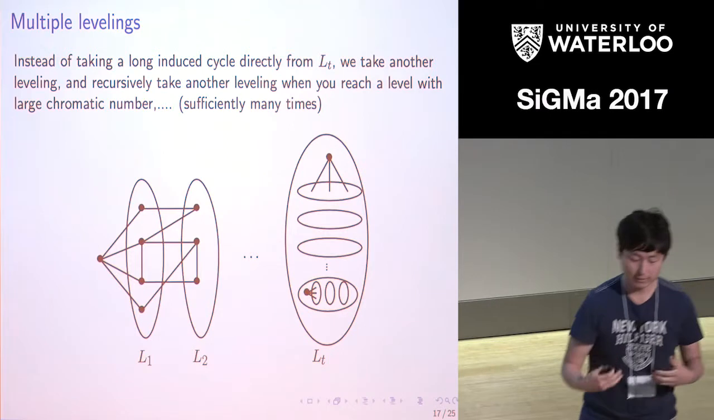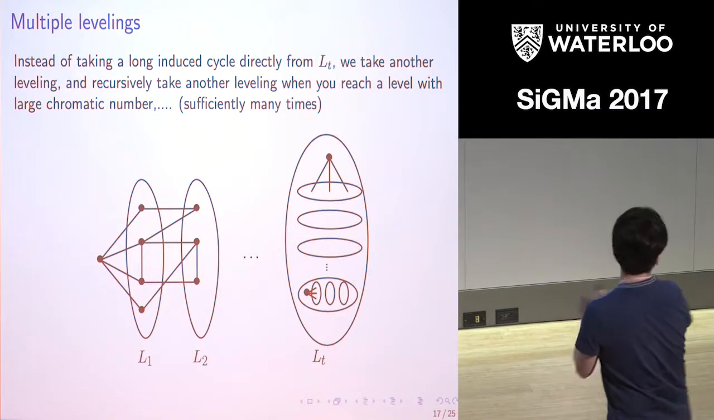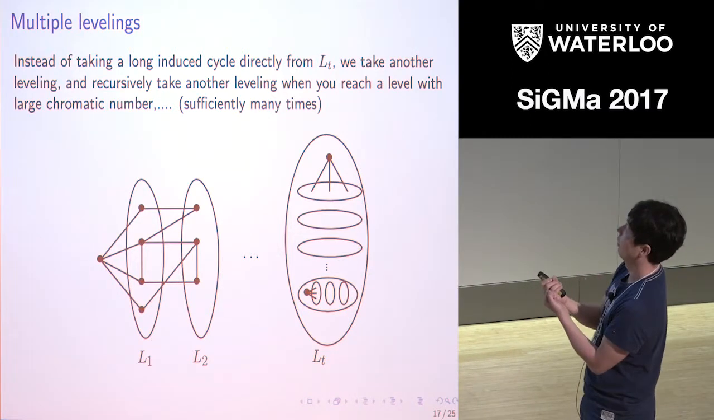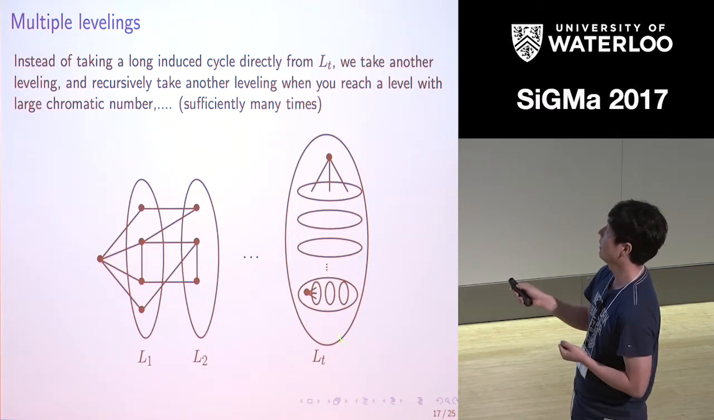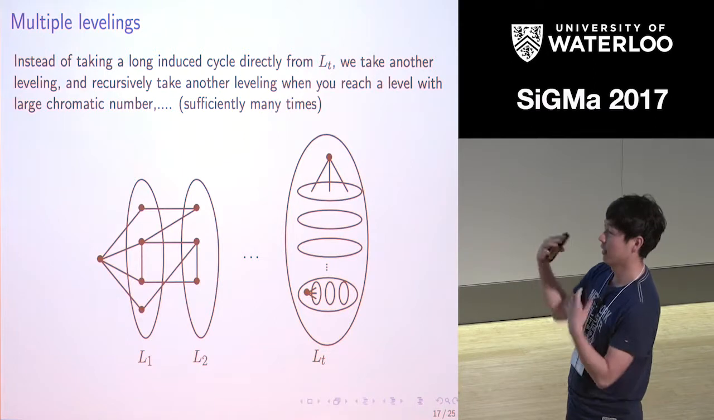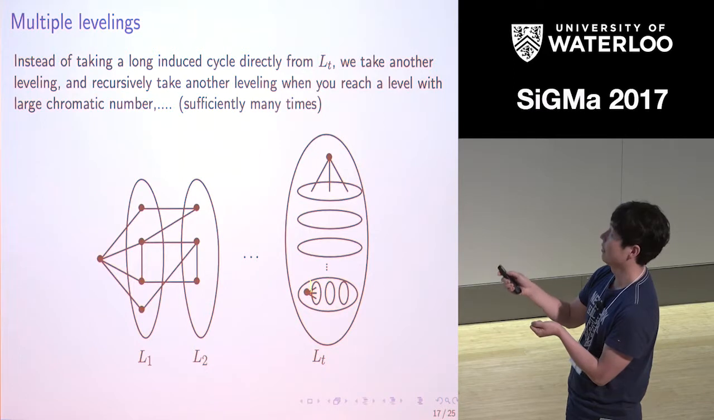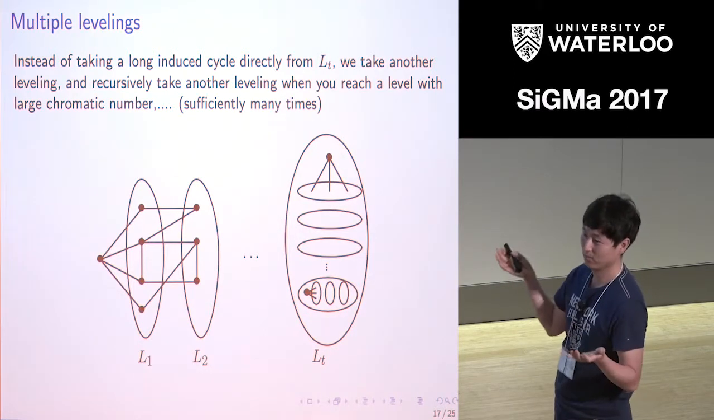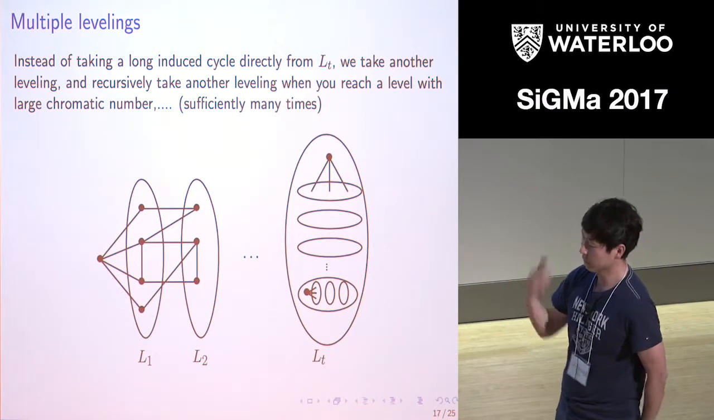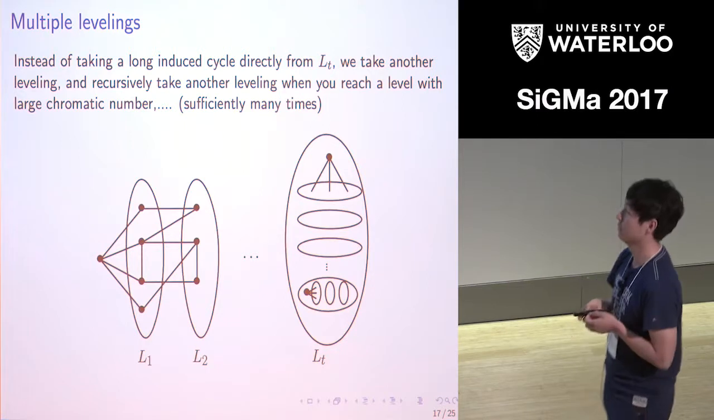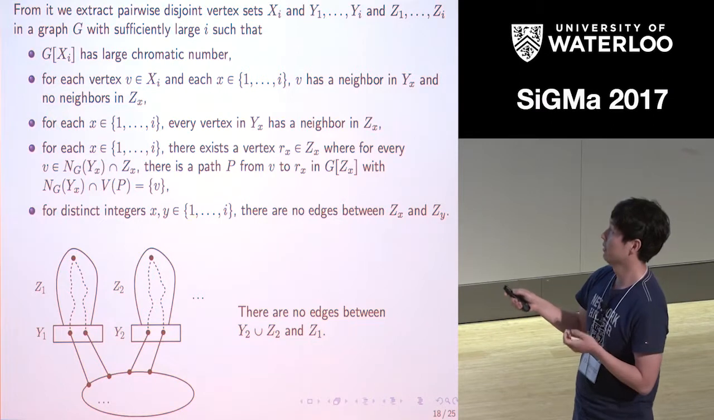So for this, we take multiple layerings instead of directly obtaining a cycle at the level with a large chromatic number. That means you start from a vertex, take a leveling, and end up with some level with a large chromatic number. Then instead of finding an induced cycle directly, you take another leveling from here. Because it still has large chromatic number, you can do this, and then you do this again and again. This technique is already used in many papers of Seymour and Scott, I guess, so you don't need to read about this.